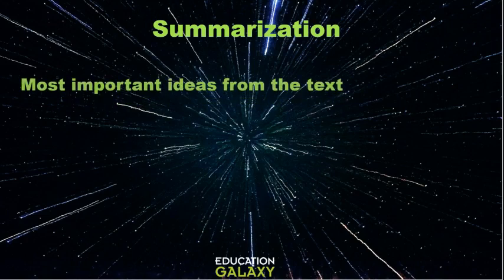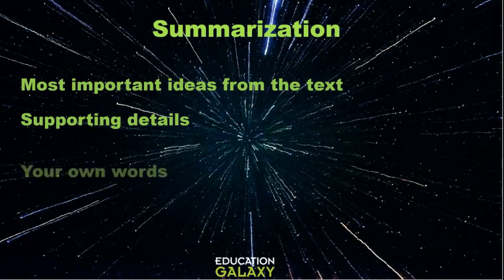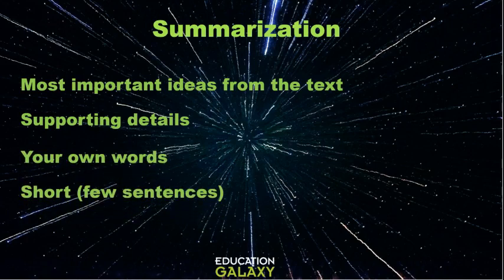When you summarize a text, you retell its most important ideas. You leave out trivial or unimportant details. You include supporting details, which are pieces of information that tell you more about the important ideas. You use your own words to write a summary. And a summary is always shorter than the original text.